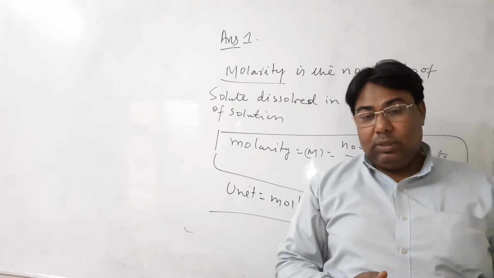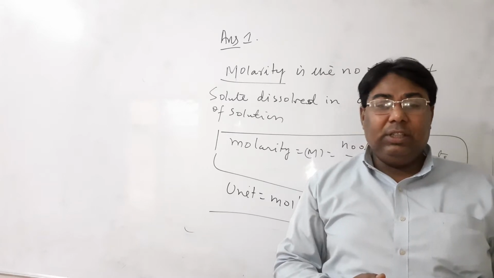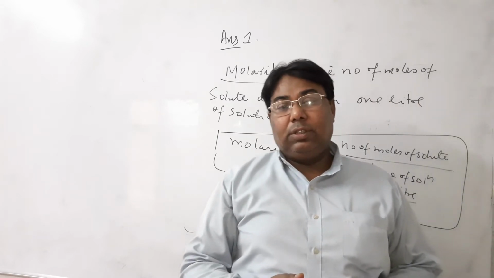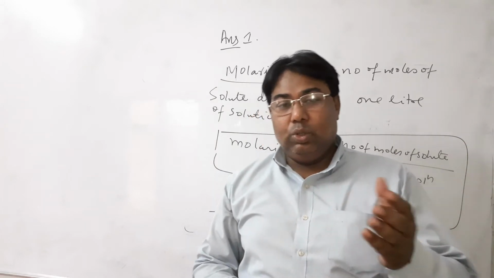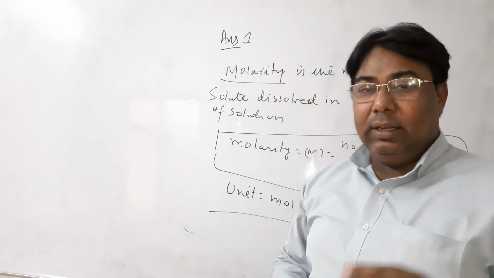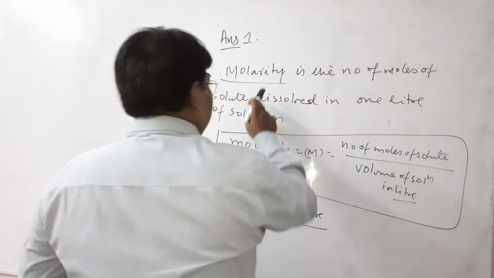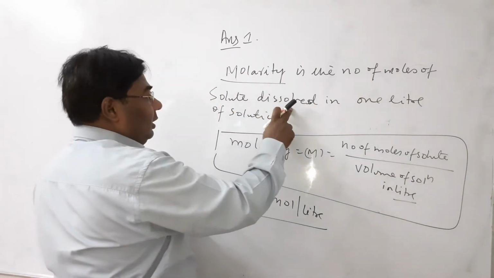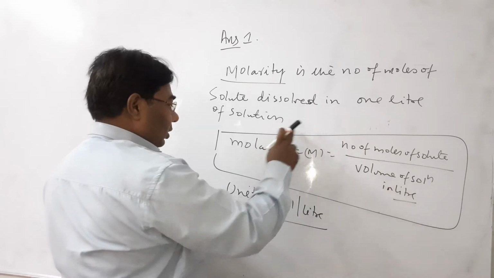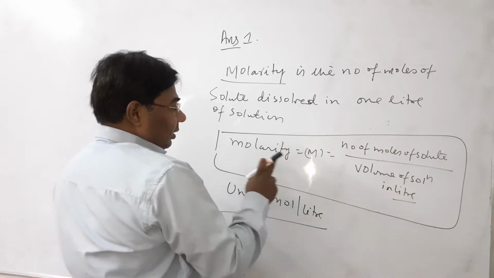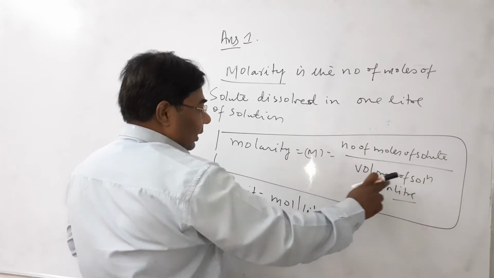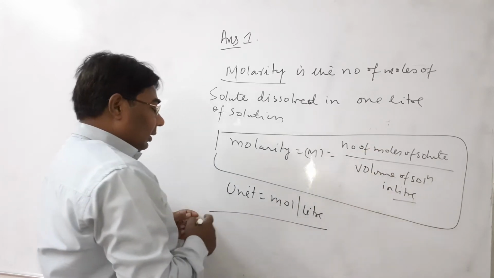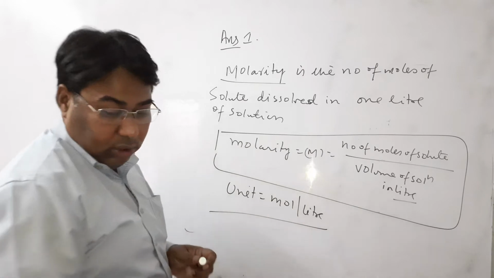So we begin with the first question. In the first question, define the terms molality and molarity is given. All of you know the definition, but once again I explain. Molarity is the number of moles of solute dissolved in 1 liter of solution. Therefore molarity is represented by capital M, or number of moles of solute divided by volume of solution in liters, and its unit is moles per liter.